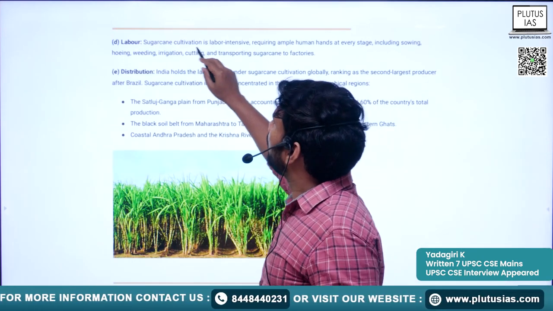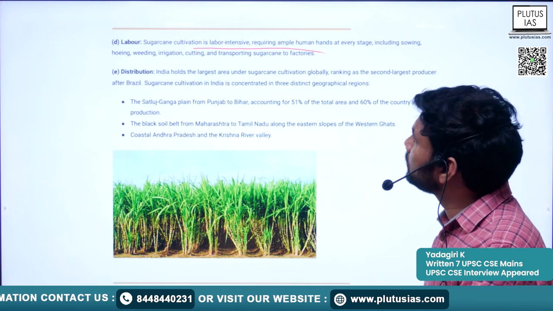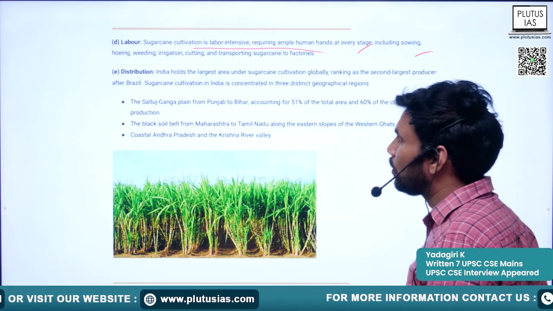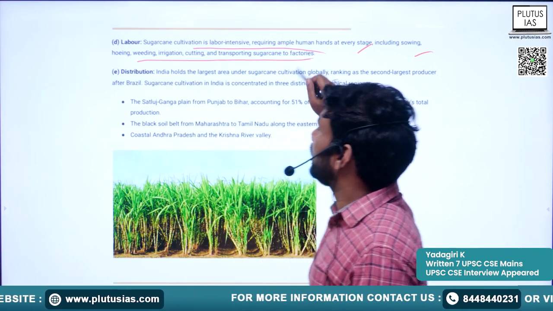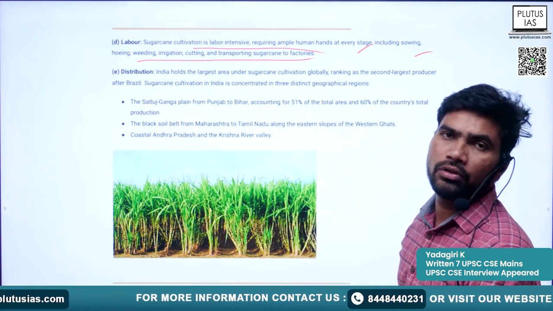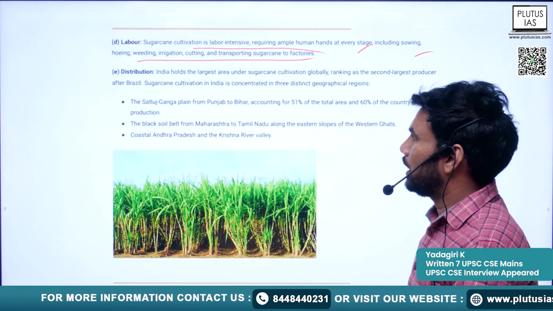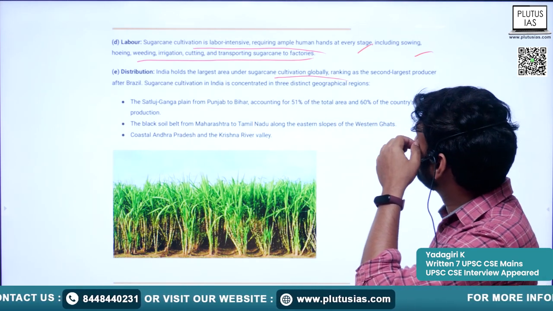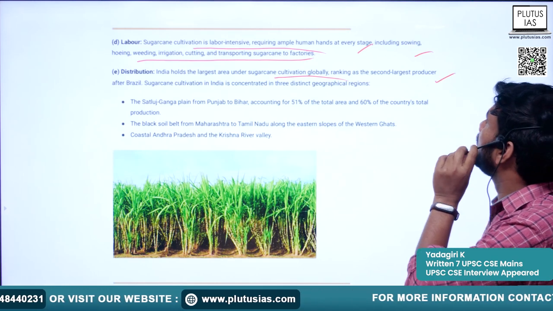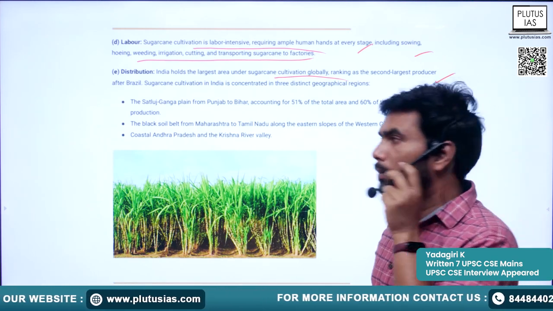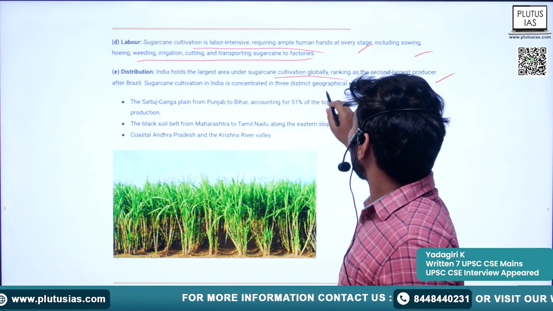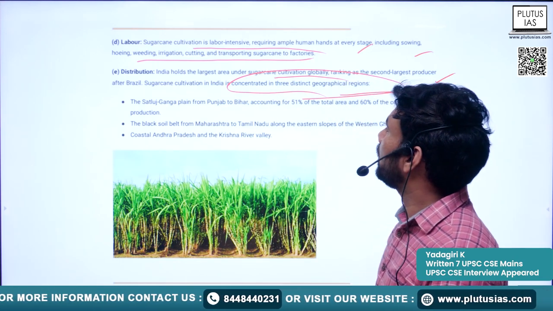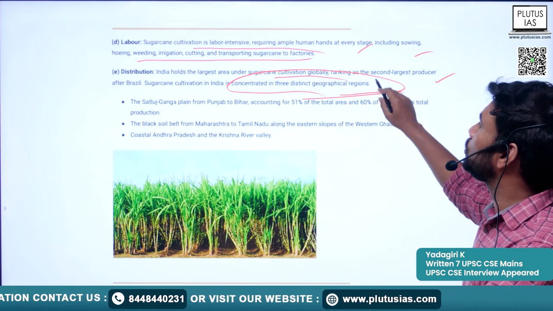Labor. Sugarcane cultivation is a labor intensive crop requiring ample human hands at every stage, including sowing, hoeing, weeding, irrigation, cutting and transporting of sugarcane to factories. Right. Distribution: India holds a large area under sugarcane cultivation globally, ranking as the second largest producer after Brazil.